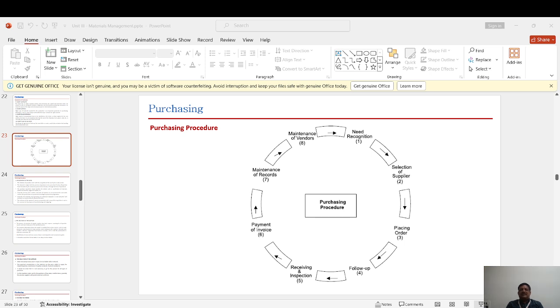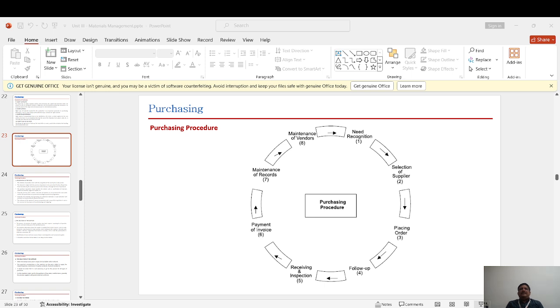The efficiency of the purchase department can be measured by the amount of goodwill it has with its suppliers. So how we treat these particular vendors or suppliers is very important, and it will give us a good image in the market. All these steps are what we follow in the purchase procedure when purchasing for any company.